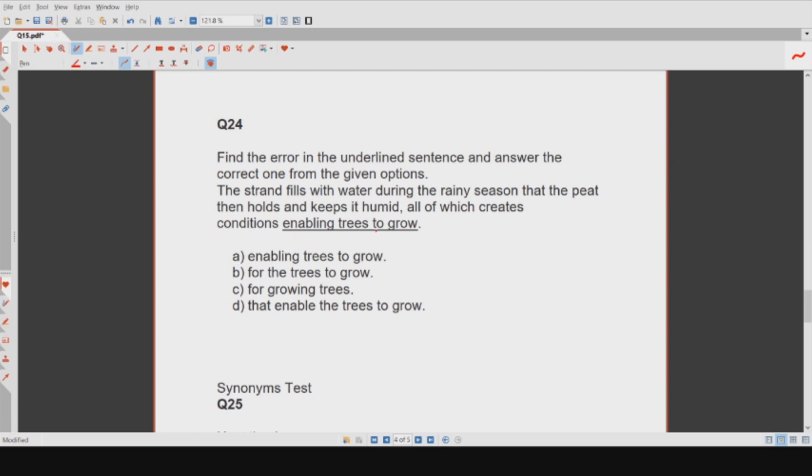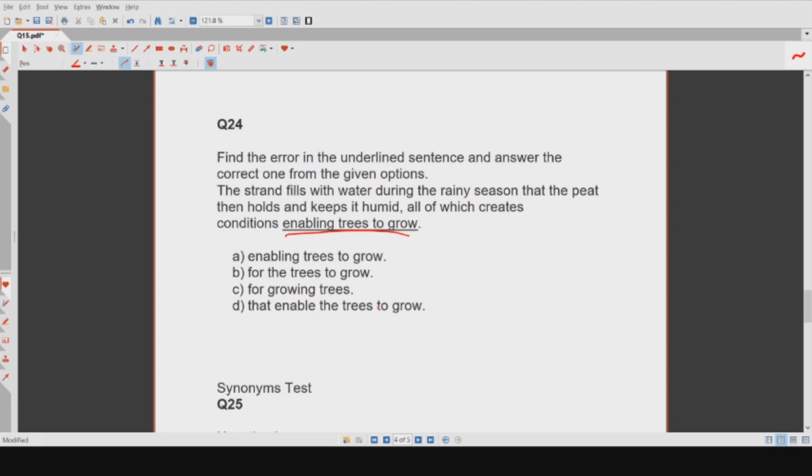We have to find the error and also replace it with the correct answer. The strand fills with water during the rainy season that the peat then holds and keeps it humid, all of which creates conditions enabling trees to grow. We have to replace it with the correct options given below. So, the options given are: A, enabling trees to grow, that is the same one; B, for the trees to grow; conditions for the trees to grow; C, for growing trees; D, that enable the trees to grow.